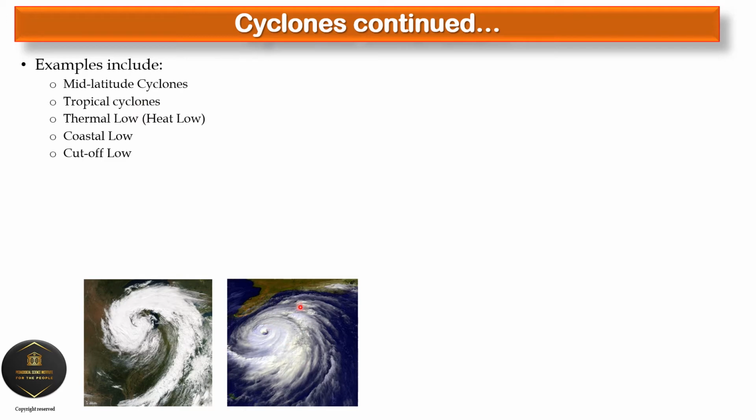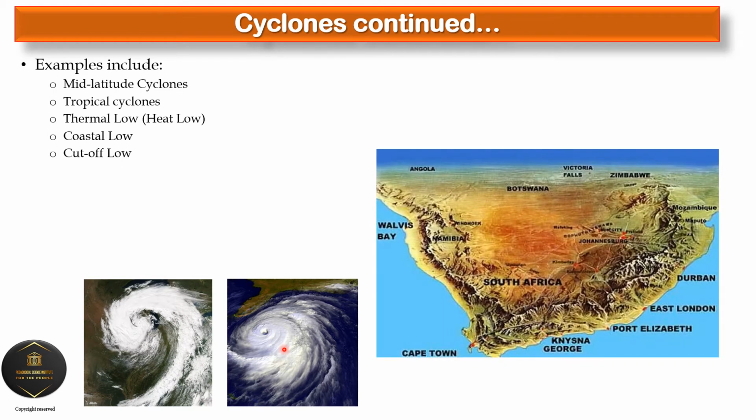So this is a picture showing us what a tropical cyclone is, and again you can see that something common about it is that it has clouds as well, showing us that we have unstable weather. And a thermal low, now a thermal low will be found on land. A thermal low is also known as a heat low. So that's one example of a low pressure system.